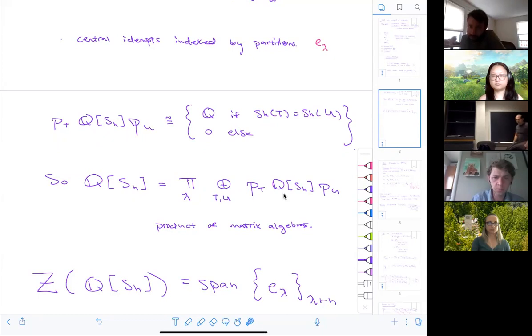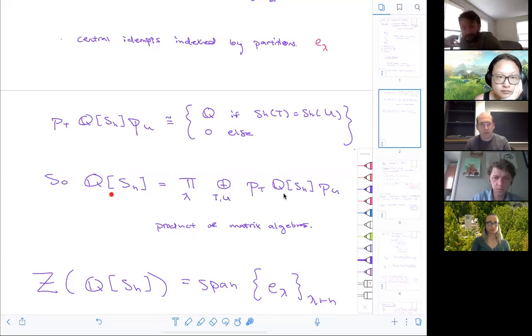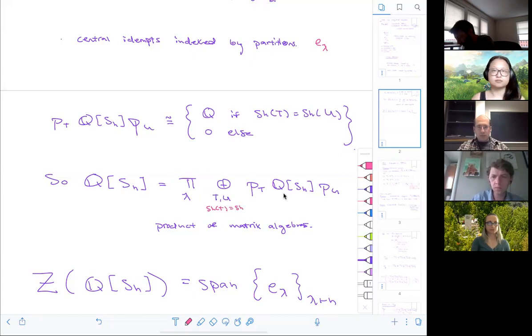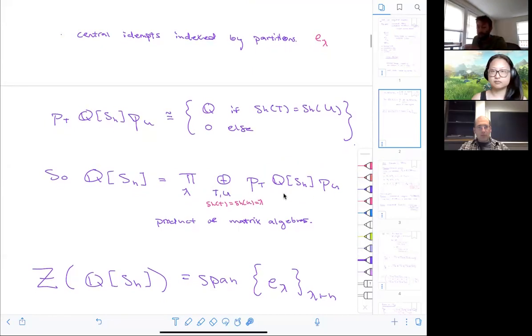You can think that these idempotents are basically responsible for the decomposition of the symmetric group algebra as a product of matrix algebras. The whole symmetric group algebra splits as a product over all partitions, and then further as a direct sum over all standard tableaux which fill those partitions, of these one-dimensional vector spaces. This describes the symmetric group algebra as a product of matrix algebras.